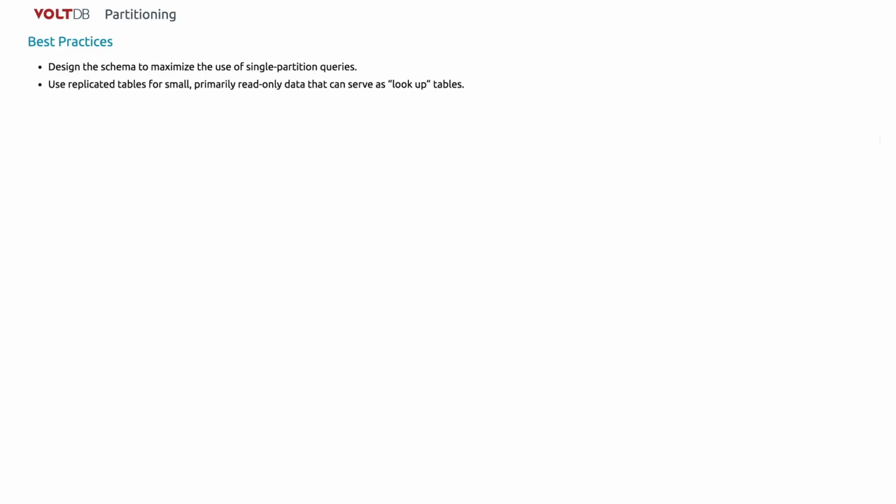Here are some best practices for partitioning in VoltDB. Design the schema to maximize the use of single-partition queries. Use replicated tables for small, primarily read-only data that can serve as lookup tables.